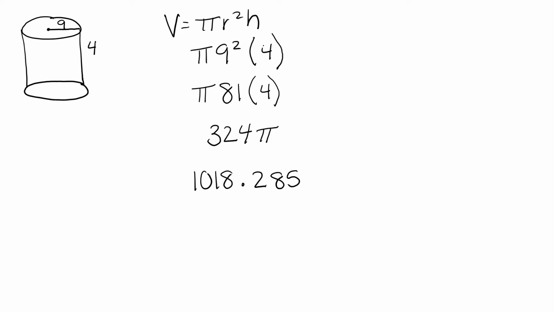But because the directions tell us to round to the nearest hundredth, 28 is our hundredths place, 2 is the tenths, 8 is the hundredths place. So the 5 makes us round up, and so the 28 rounds up to a 29. 1018.29 is our final answer.